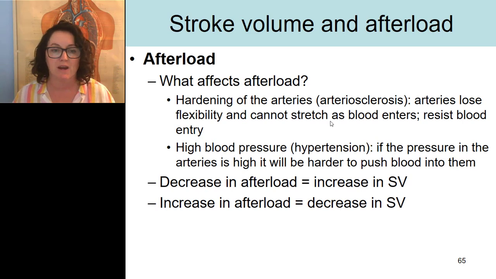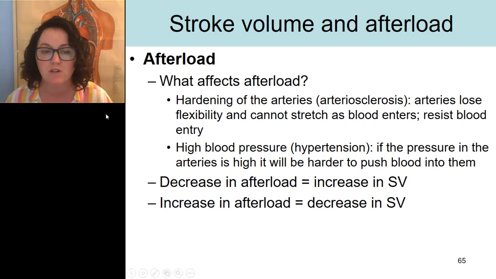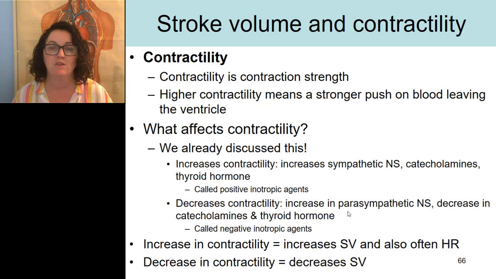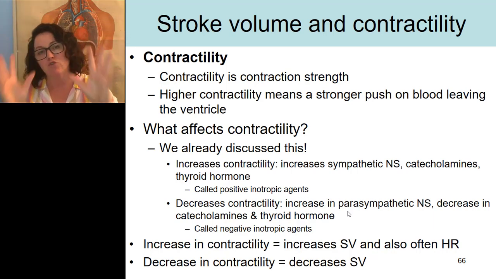And to go back to my hurdle analogy, right? If the hurdle is smaller, you're going to run your race faster. But if the hurdle is bigger, you're going to run your race slower. Contractility is the last thing we're going to talk about that affects stroke volume. And we know that contractility is the contraction strength, the contraction power, if you will, of the myocardium. A higher contractility means a stronger push on the blood leaving the ventricle, which will mean a higher stroke volume.